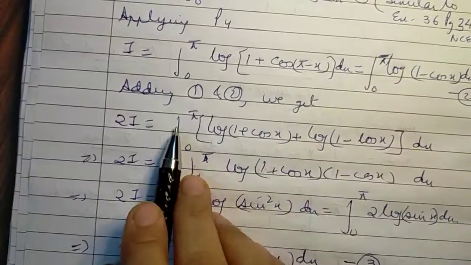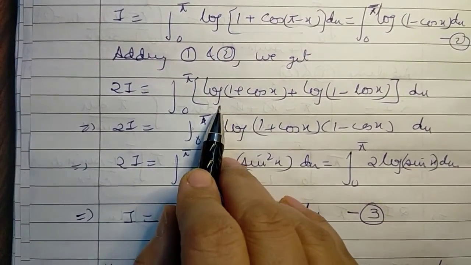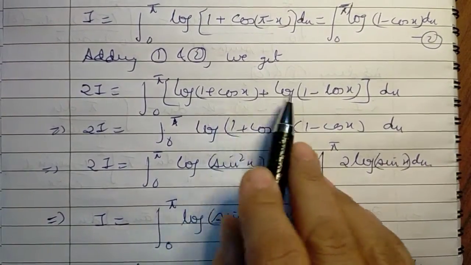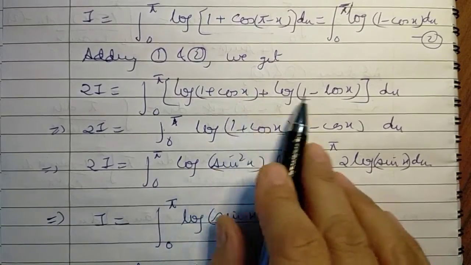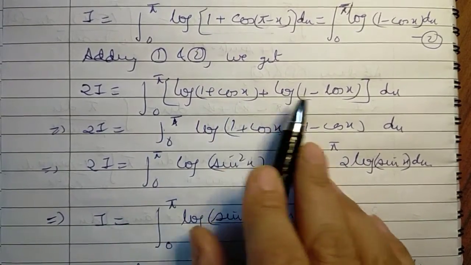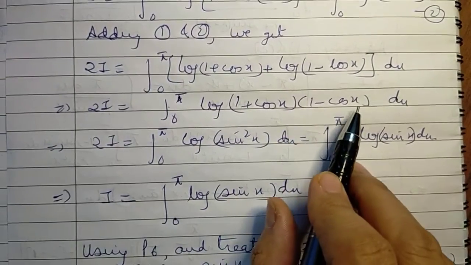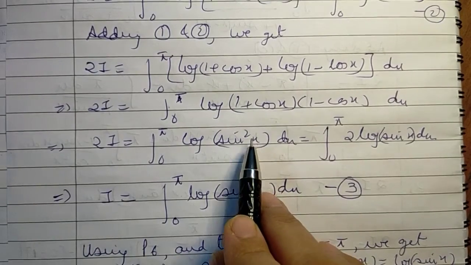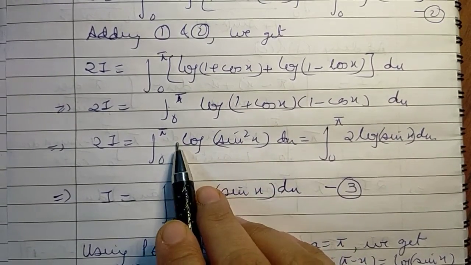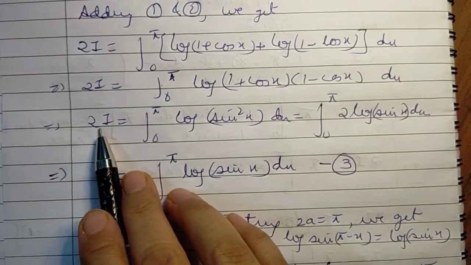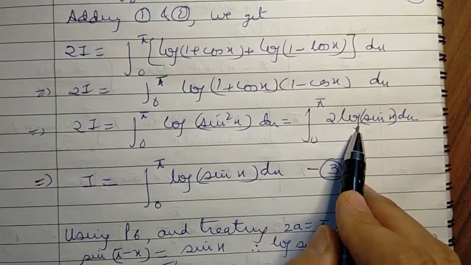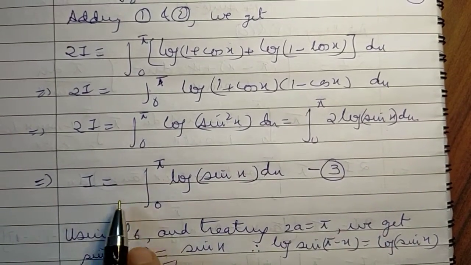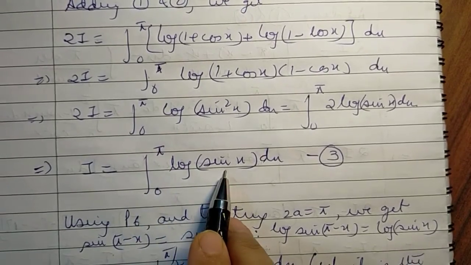Adding 1 and 2, we get 2I is equal to 0 to pi log of 1 plus cos x plus log of 1 minus cos x. Again applying properties of log, these two come, we get log of product of these two, that is 1 plus cos x into 1 minus cos x, which becomes 1 minus cos squared x, which is sin squared x. Again using property of log, it becomes 2 log sin x. So we get 2I is equal to 0 to pi 2 log sin x. This 2 and this 2 get cancelled. We are left with I is equal to 0 to pi log sin x dx.